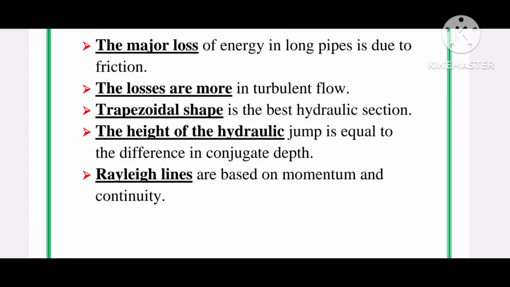Next point, major loss of energy in long pipes is due to friction. Next point, the losses are more in turbulent flow. The trapezoidal shape is the best hydraulic section.